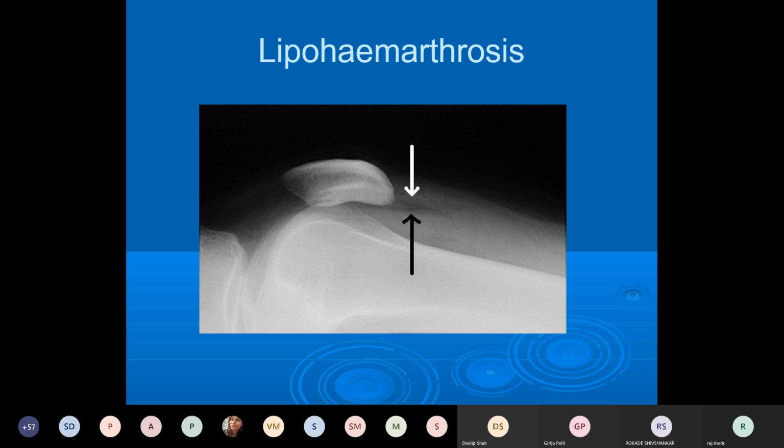Now, this is the knee joint view. This is the patella, and adjacent to this patella, there is subtle radiolucency seen, and it is because of the fat. In this case, it is a case of lipohemarthrosis. So this radiolucency indicates there is some fat in the knee joint.